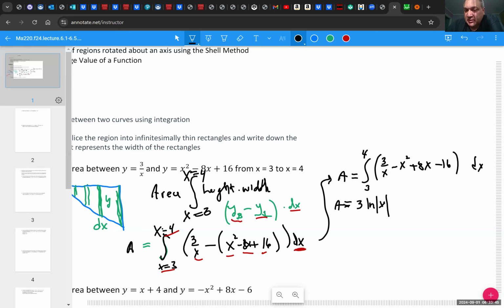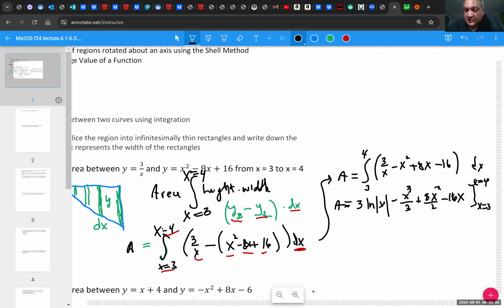Antiderivative of minus x squared is minus x cubed over 3. The antiderivative of 8x is 8x squared over 2, or 4x if you prefer. And the antiderivative of minus 16 is minus 16x. And there is a constant of integration, but because we are evaluating this at 2 limits, the constant of integration will always undo itself. You always have a plus c and a minus c. So most people just don't even write the plus c when they're doing an integral where you're plugging in numbers, because they're just going to go away anyway. So we're going to plug in x equals 3 and x equals 4 and subtract them.